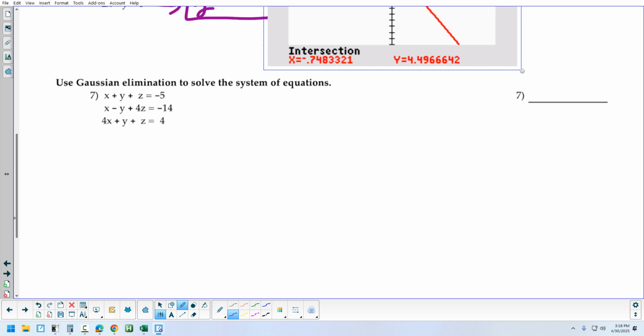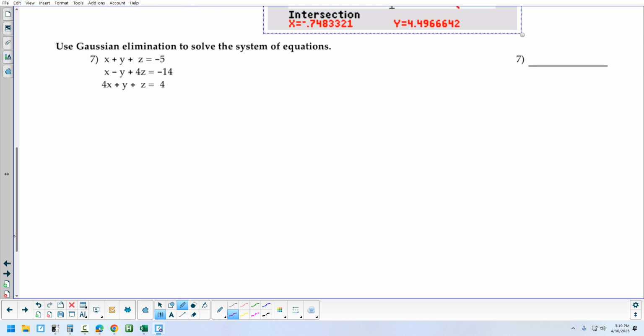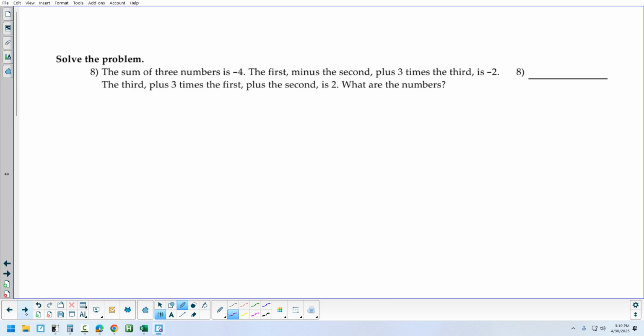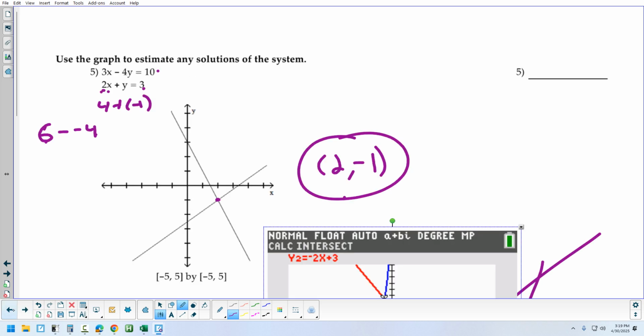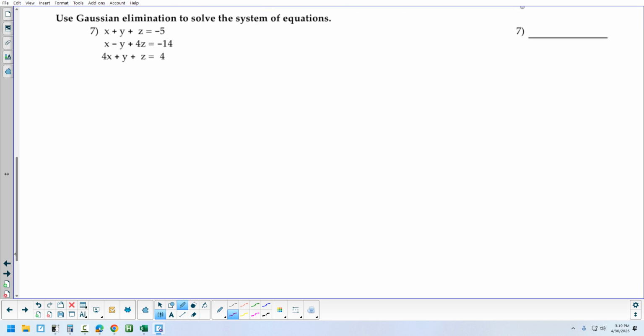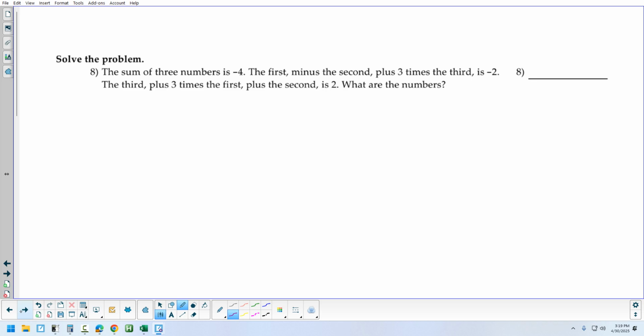Okay, so the next one is a matrix problem, using Gaussian elimination to solve. Do you want to take a look at the matrix problem? Let me just see what we got. We got that one, and then this is going to be another matrix problem. We could do 7 or we could do 8. Do you have a preference? Both of them are going to be with a matrix. With 7, you don't have to set up the equations. I would rather do 8. Okay, because you've got to set them up yourself.